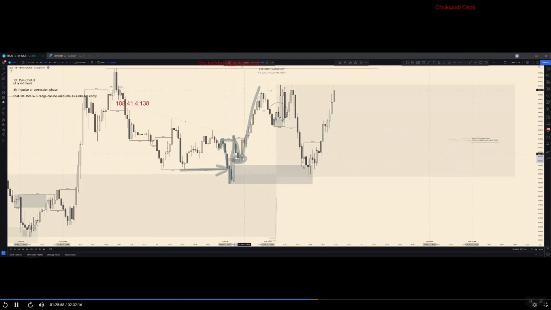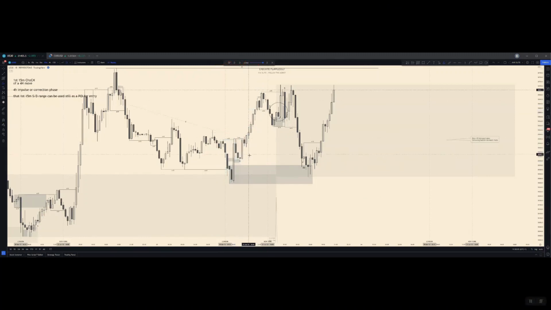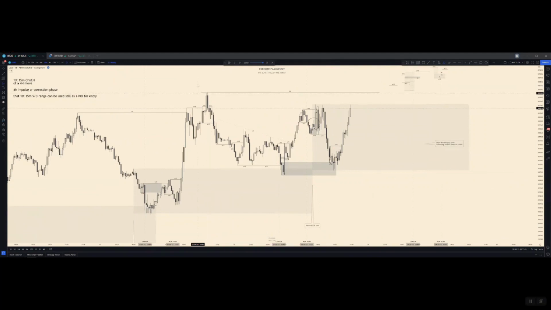15-second shock, we can take it. That's what I took, and a couple of people took this entry to take 10-0, yeah? But now look at what happens afterwards. Instead of continuing to go and break that 4-hour week high, what happens instead? It pulls back first, right? Just generating more liquidity before higher pricing, right?